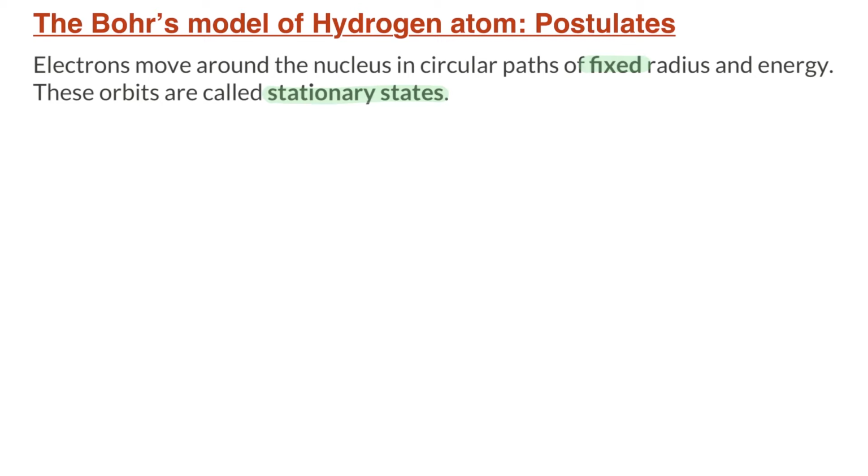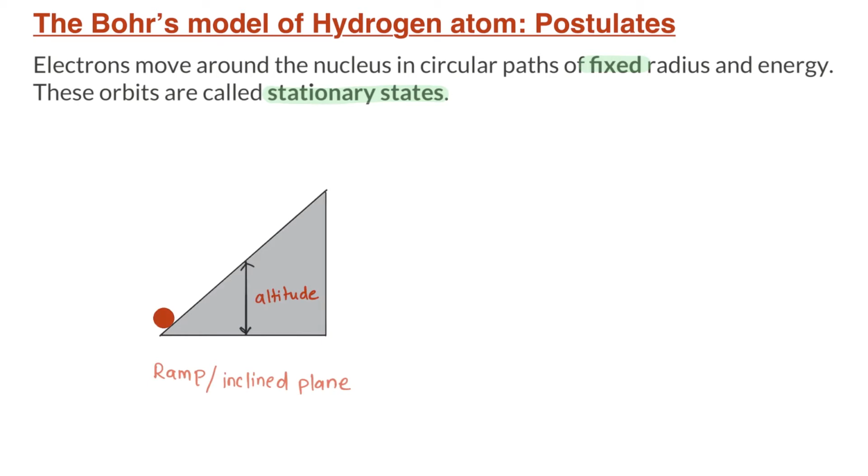Let me explain what I mean by fixed paths. For example, if we have to place a ball on a ramp, we can place it at any altitude we want to. However, if we are placing it on a stairs, we can either place it on step 1 or step 2 or step 3 and so on. We cannot place it between step 3 and step 4 or any other combination of steps. Similarly, an electron can either stay in orbit 1 or orbit 2, but it cannot stay between the two orbits.